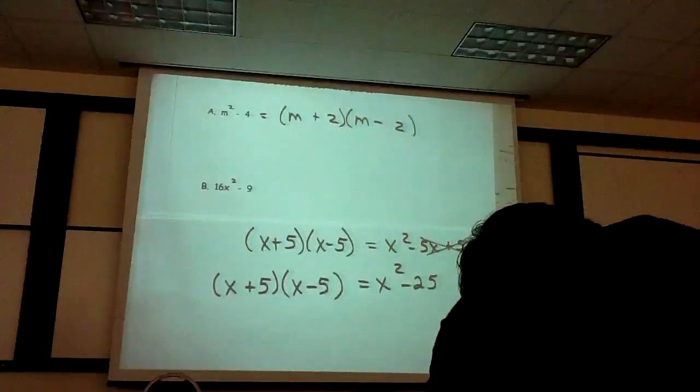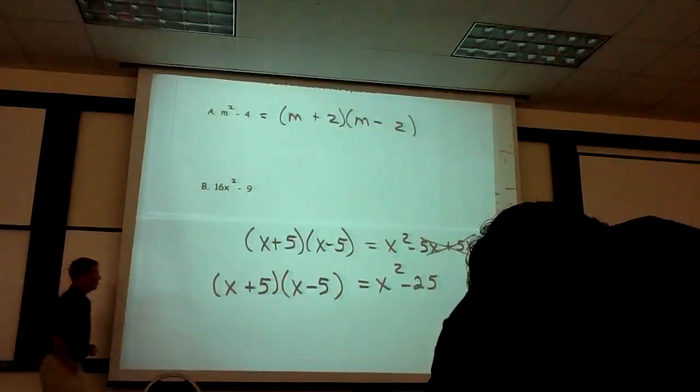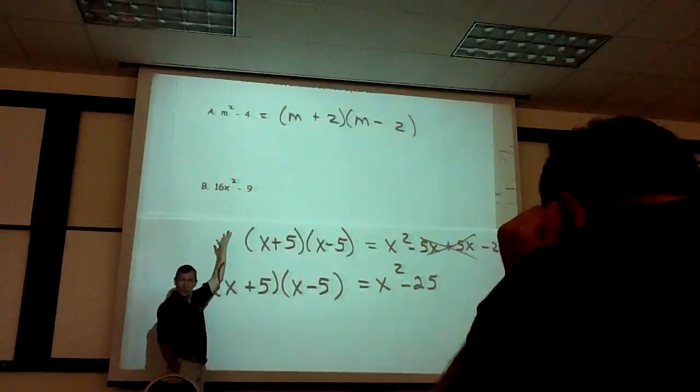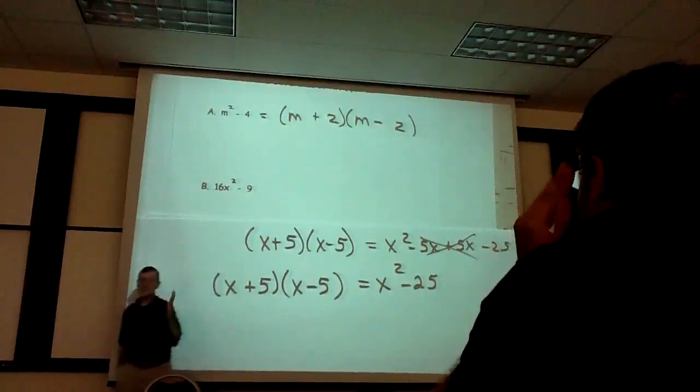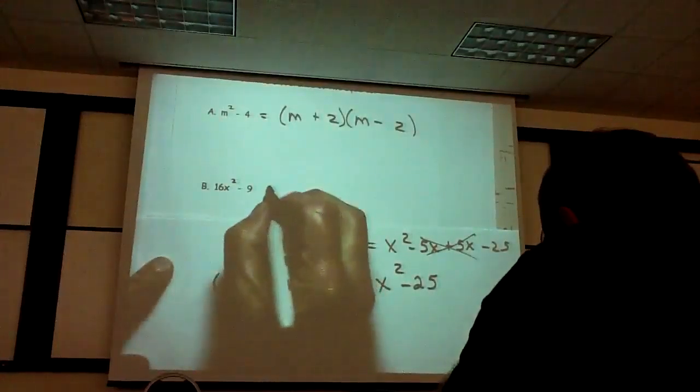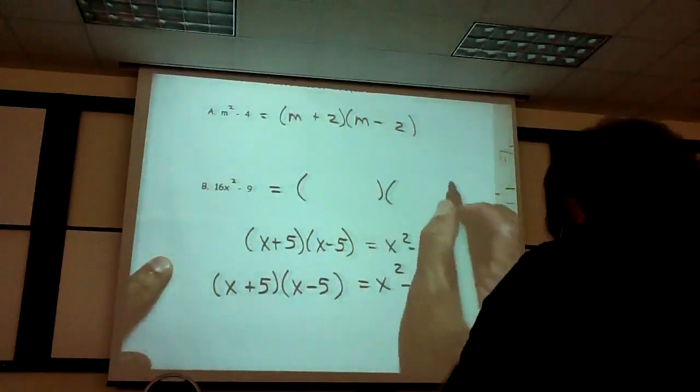First question I need to ask: is that the difference of two squares? Yes. So if you say it is, then you can tell me what the square root of each of those terms is. What's the square root of the first term? 4x. 4x times 4x gives me 16x squared. So that means 4x goes in my first spots.